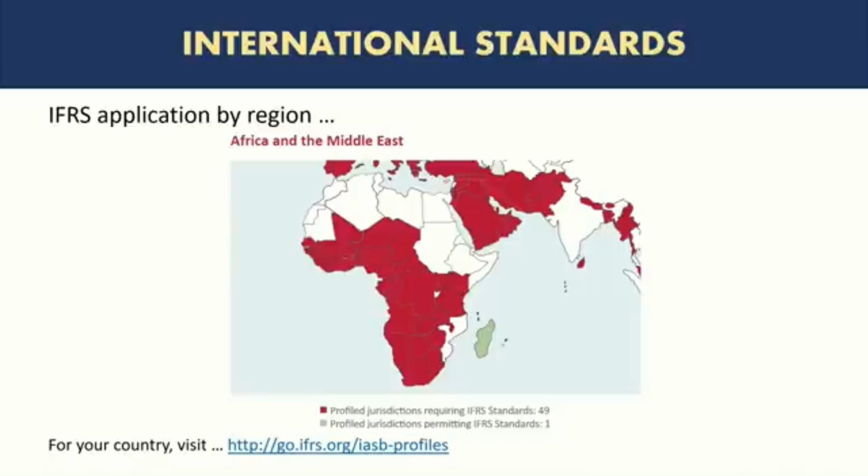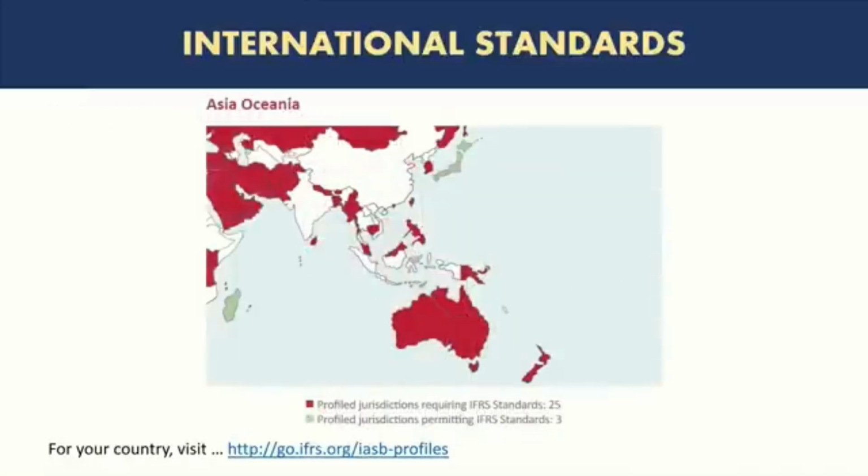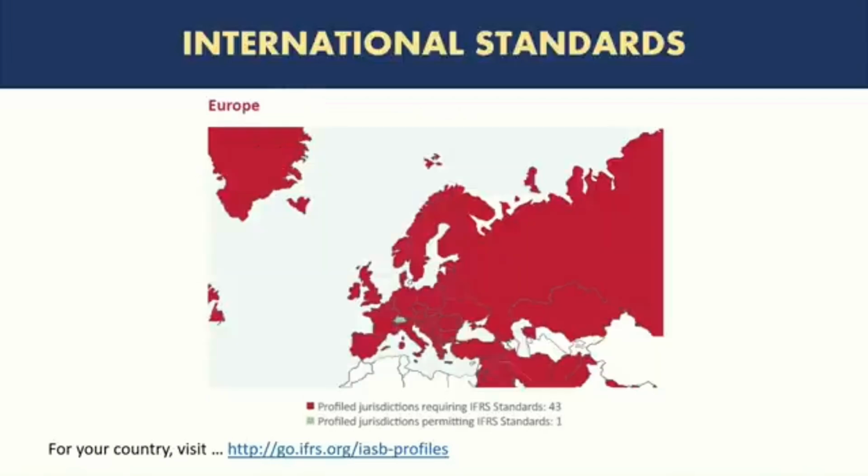So the first one is Africa and the Middle East. You can see a lot of the countries highlighted as red require IFRS standards for reporting or financial presentation, especially for listed companies. And then you can also see a few countries where IFRS are permitted. If you look at Asia, you see again quite a few countries, but you can see India and China currently do not require IFRS, but you see countries like Pakistan, Australia requiring IFRS. In the Europe, IFRS is heavily adopted, and you can see a lot of countries in Europe currently require IFRS.